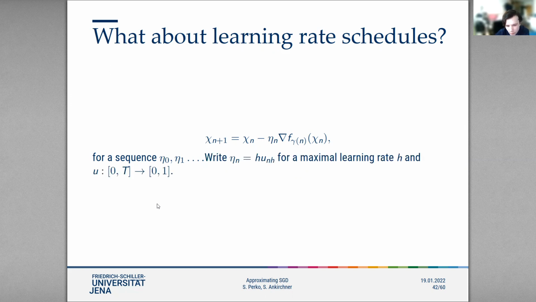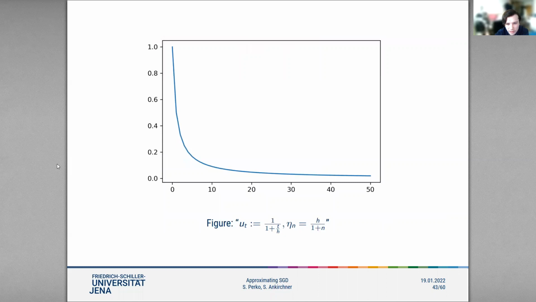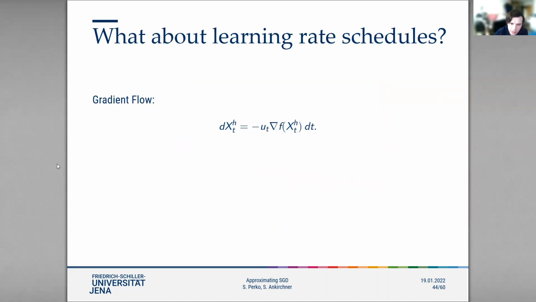What we can do then is we write eta n as h times u of nh, where now h has the role of a maximal learning rate. And u is something we call a learning rate schedule. An example that occurs often is this schedule, where u of t is given by 1 over 1 plus t over h, or equivalently, the sequence of learning rates is eta n equal to h over 1 plus n. So these kinds of learning rate schedules can often ensure that we actually converge and stay at a minimum, even for stochastic gradient descent. And that's why we're interested in them.